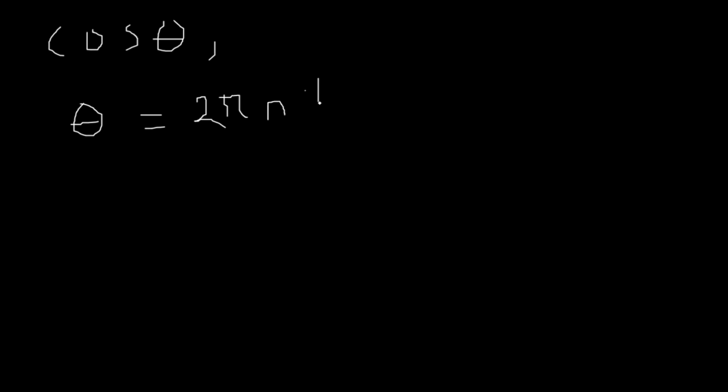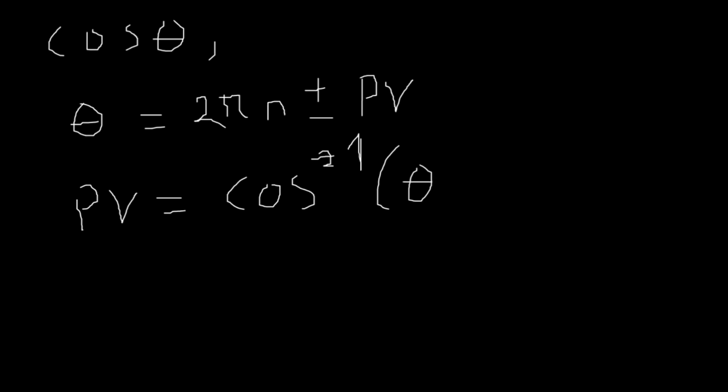And for general solution, we know that for cos theta, theta is equal to what? 2 pi n plus minus pv. And what is pv? It is equal to what? Cos inverse of theta, of this theta. Okay, in our case, our pv will be equal to what? Cos. Hey, we are sorry, we made a very big error.